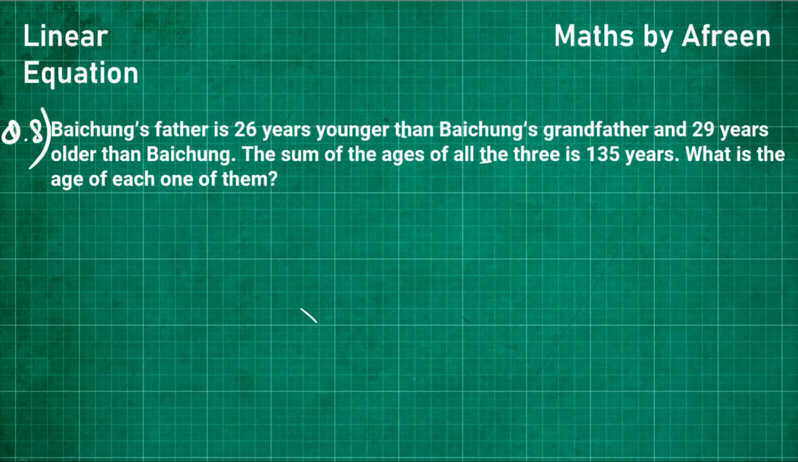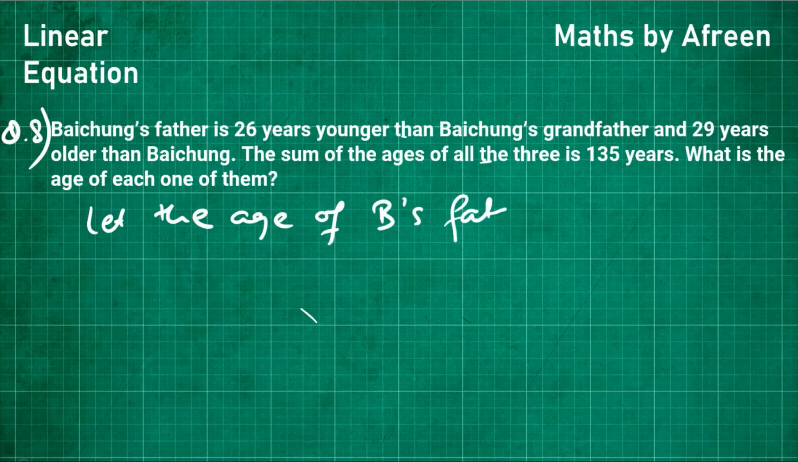Now let's take our next question, that is the 8th question. The 8th question says that Bachung's father is 26 years younger than Bachung's grandfather and 29 years older than Bachung. The sum of the ages of all the three is 135 years. What is the age of each of them? So what we will do here, we will take the age of Bachung's father to be x, because here Bachung's father is a common link between both of them.